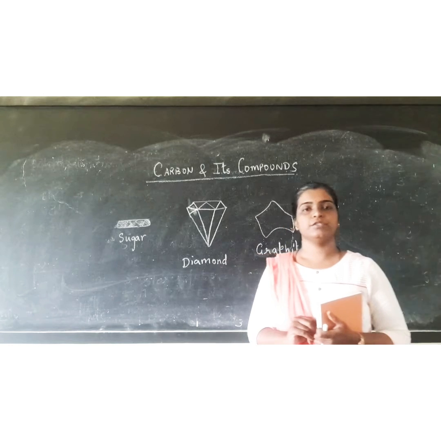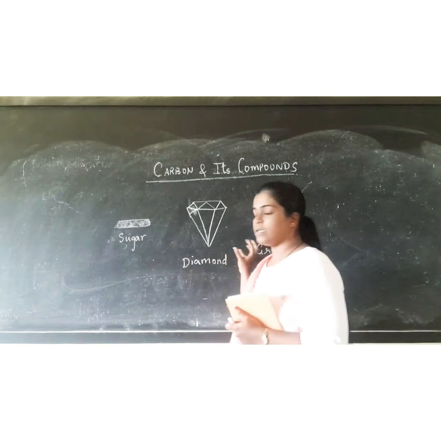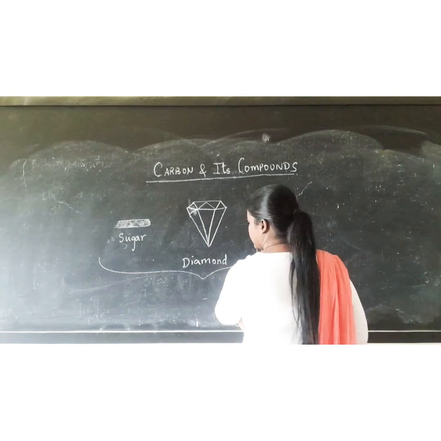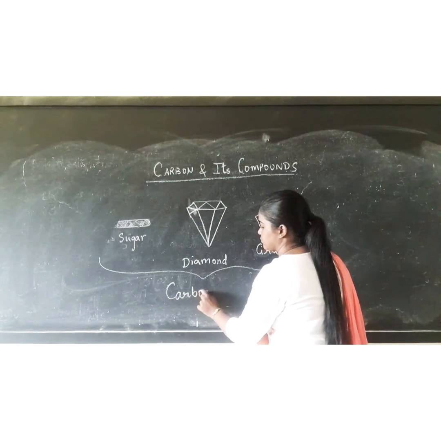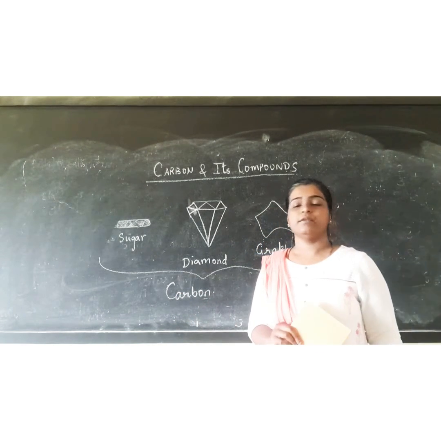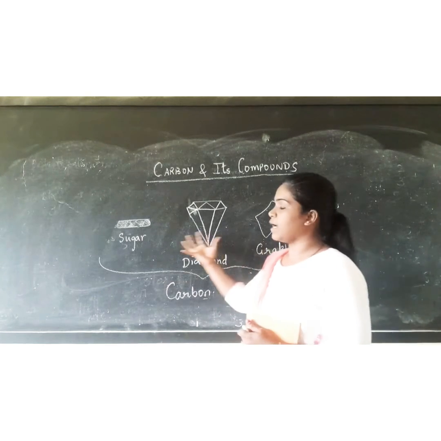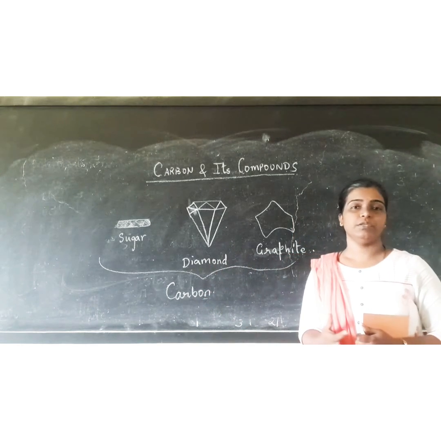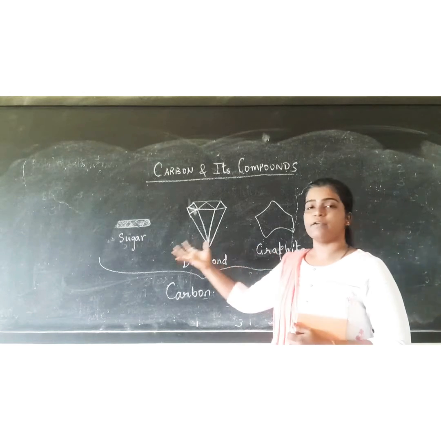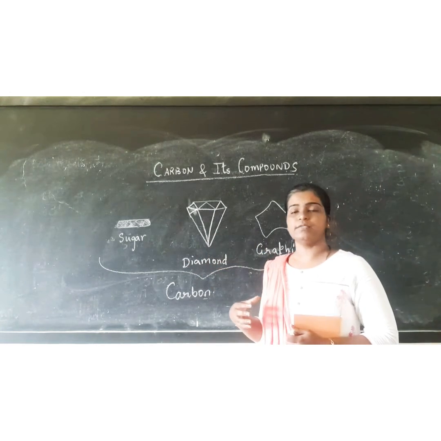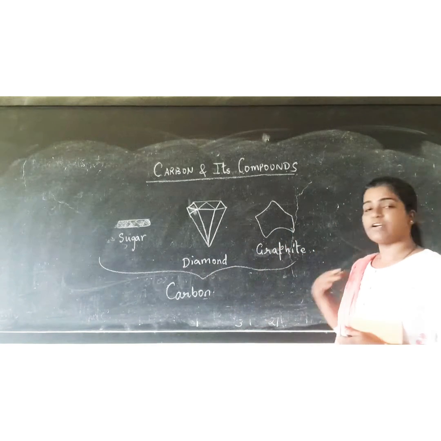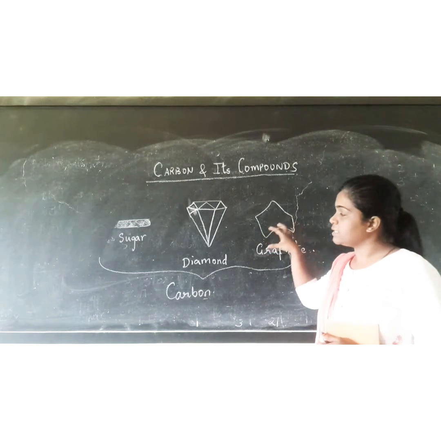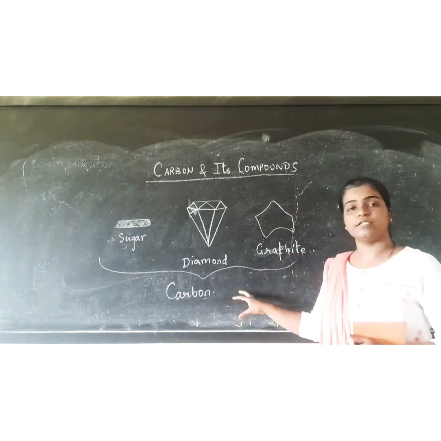But let me tell you one thing, students, that all these three are made up of the same element, that is carbon. Then if all three are made of the same element, why do they look different? Even their properties are different. A diamond has different properties, sugar has different properties, and graphite also has different properties. There may be some impurities in it, but all these three are made up of an element called carbon.